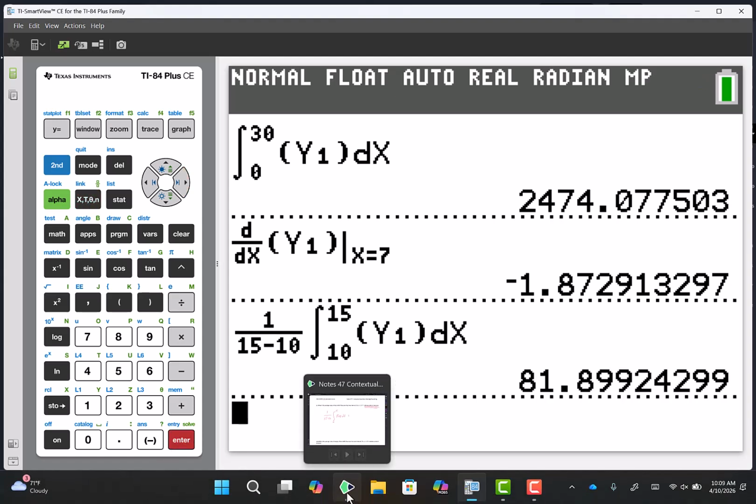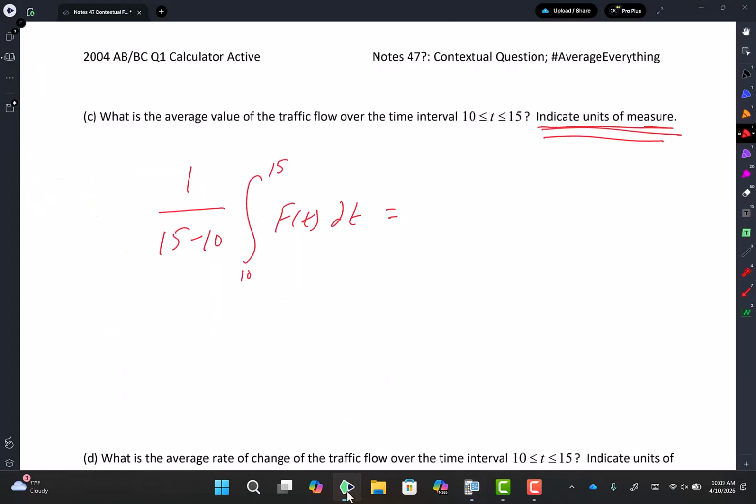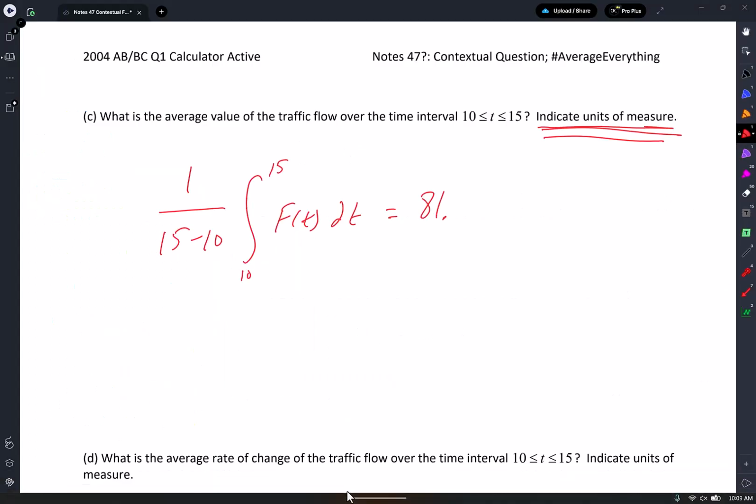How many digits do I need? Because this time it doesn't say whole numbers. At least 3. The more the better. 81 point.